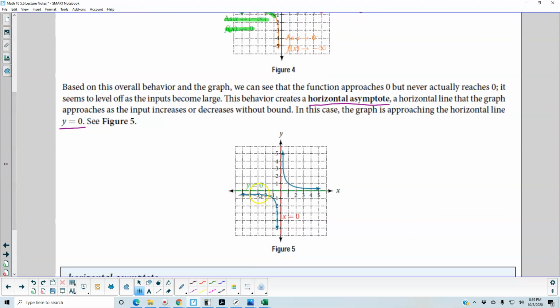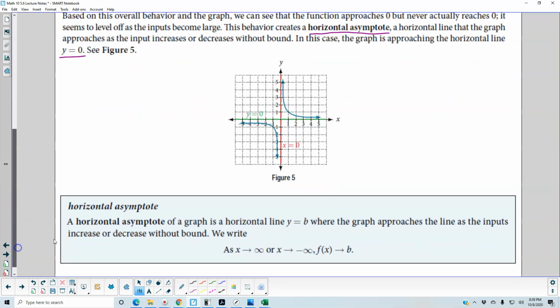And then you can see here that here is our horizontal asymptote. And recall that we've already discussed the fact that we have a vertical asymptote at x equals 0. So a horizontal asymptote of a graph is a horizontal line, y equals b, where the graph approaches the line as the inputs increase or decrease without bound. We write as x approaches positive infinity, or as x approaches negative infinity, the function is approaching the value of b.